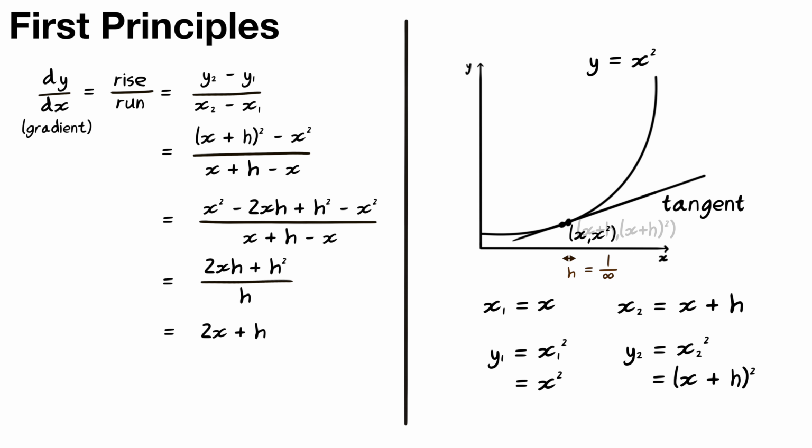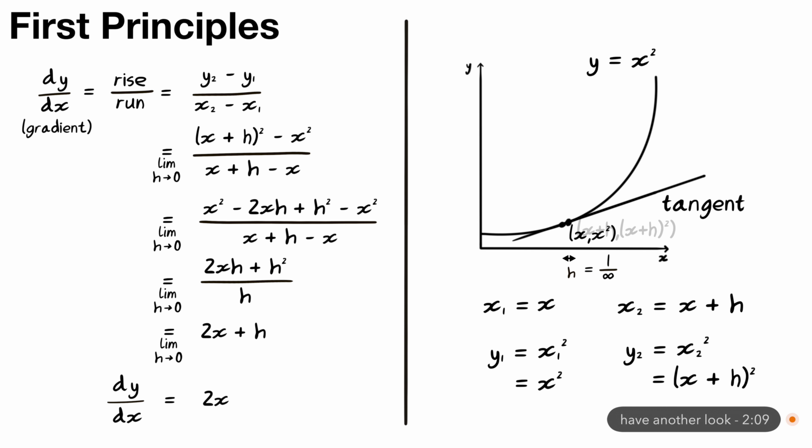So if we go back to the equation, we can say limit h to 0, because, as I said, we want h to be very small. Then, as our final step, because h is so close to 0, we can effectively say it does equal 0. Meaning that the gradient is equal to 2x. If you ever need to do differentiation from first principles for a different equation, all you need to do is sub in the relevant values for y2, y1, x2 and x1.